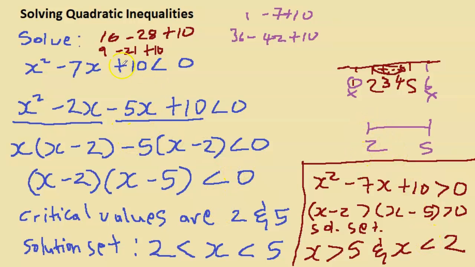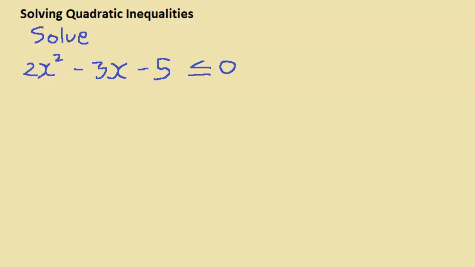If the quadratic, as in the first case we looked at, is less than 0, then the solution set is x is between the two critical values, greater than the smaller one, less than the larger one. Good. And that's the basic idea. Another quadratic inequality: 2x squared minus 3x minus 5 less than or equal to 0. Now again, the first thing I want to do is find what we call the critical values, whatever values of x would make the expression 0.